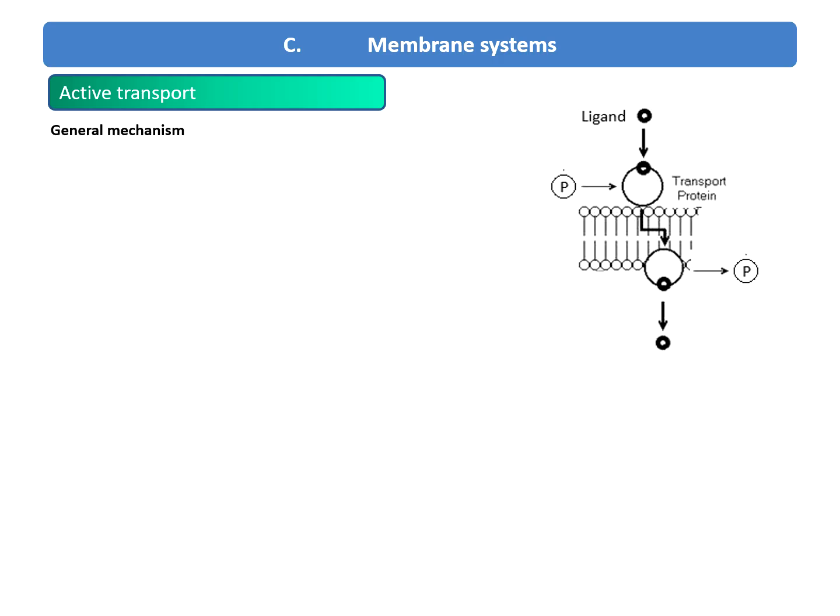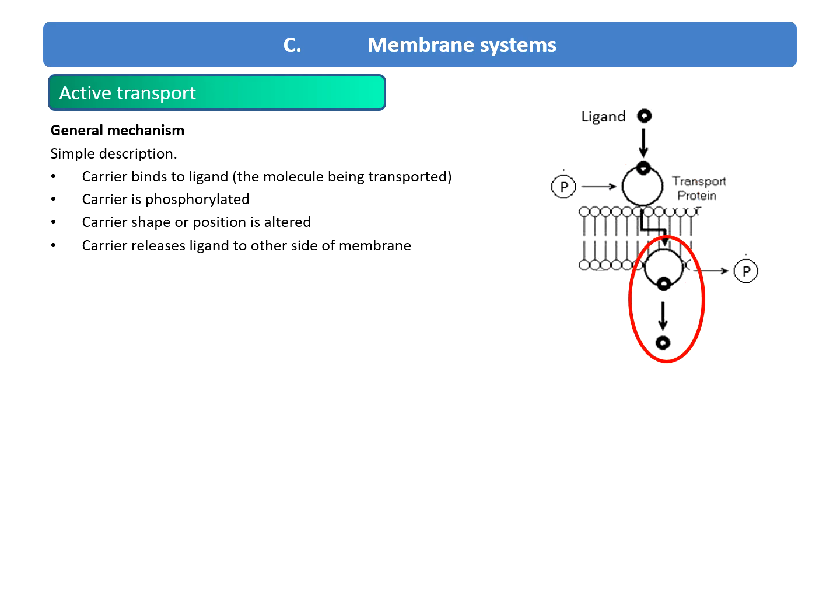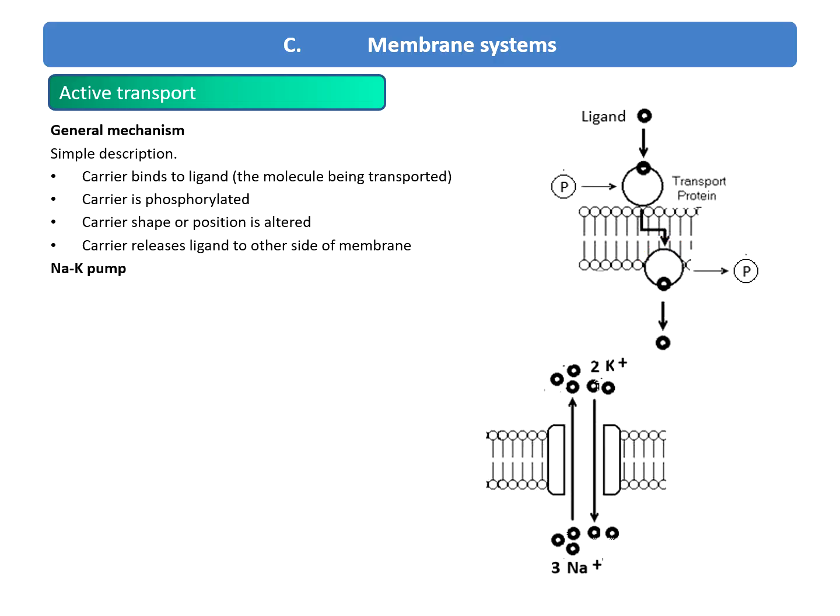Let's look at active transport. The general mechanism goes something like this. The carrier will bind to the ligand, that's the molecule being transported. The carrier is phosphorylated. The carrier's shape or position is altered. In this case, it flips to the other side of the membrane, and the carrier releases the ligand to the other side of the membrane.